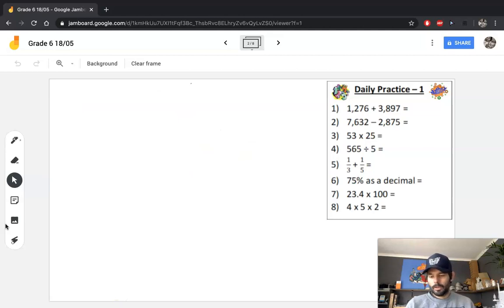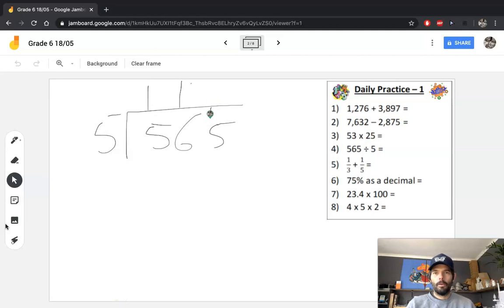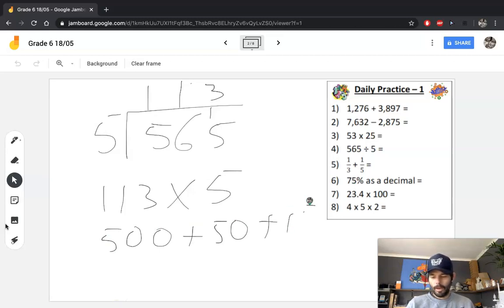Short division next, 565 divided by 5. Okay, 5 is into 5 once, into 6 once, left with 1. 1 left over, and then into 15 3 times. And then the check of that is to multiply 113 by 5. So 100 times 5 is 500. 10 times 5 is 50. And then 3 times 5 is 15. And if you add them up, you get your dividend, 565.